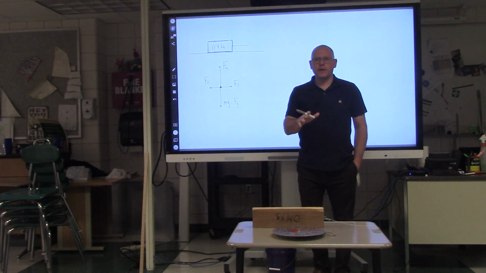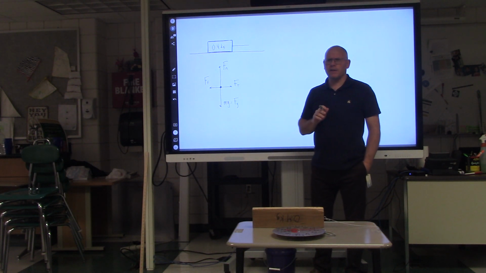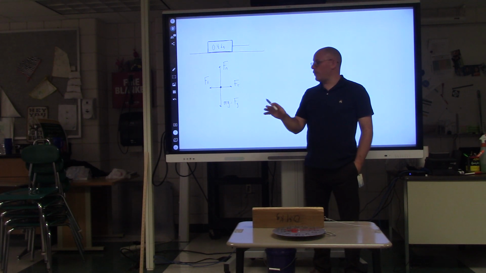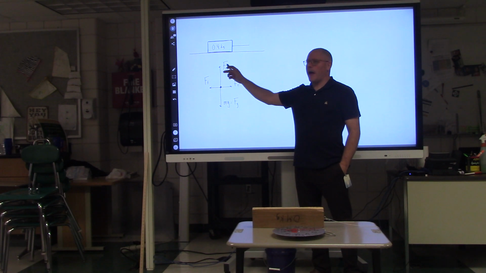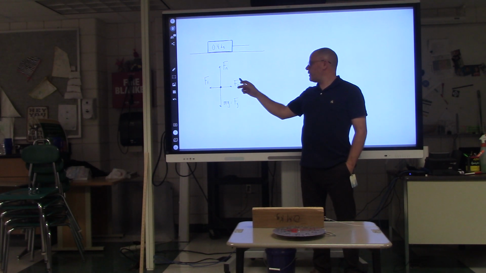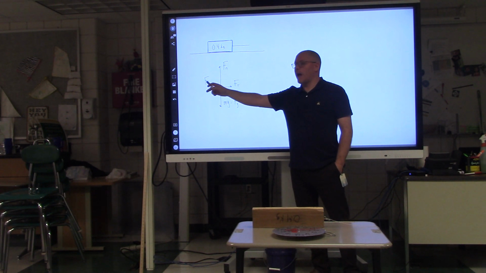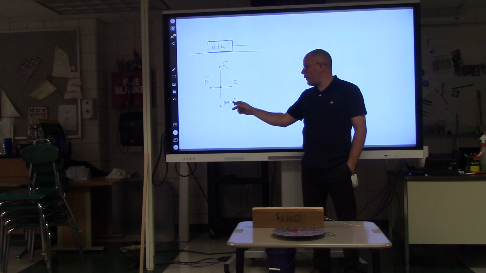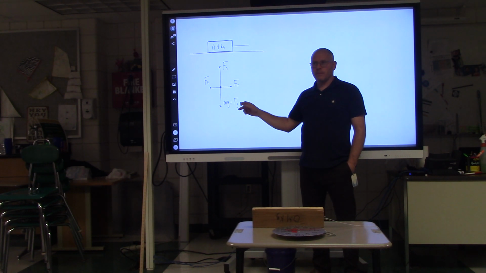There's a slight difference here that if you're not paying attention, might be hard for you. This is F with a little subscript N. This is F with a little subscript T. This is F with a little subscript F. This is F with a little subscript G, but this is M times G. You with me on that?